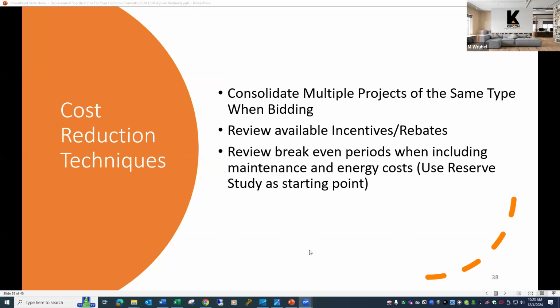And we talked about consolidating projects for perhaps some cost savings overall on both projects. Incentives and rebates we discussed. Break-even periods have to do oftentimes with materials that have a lower long-term cost than what you're replacing.